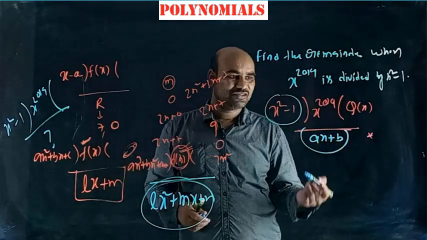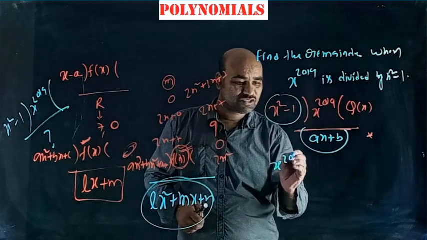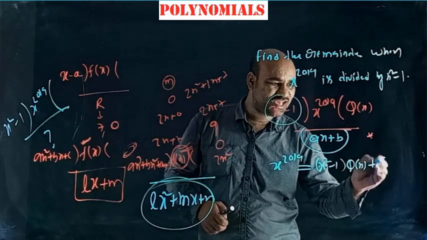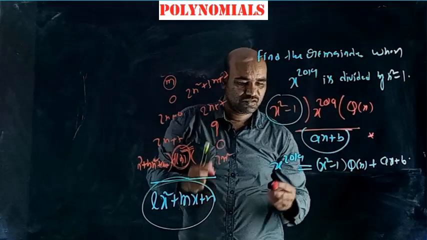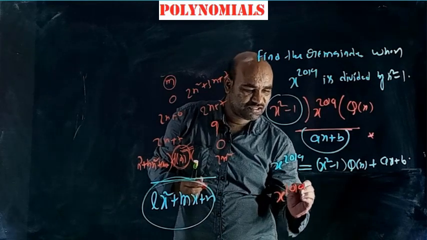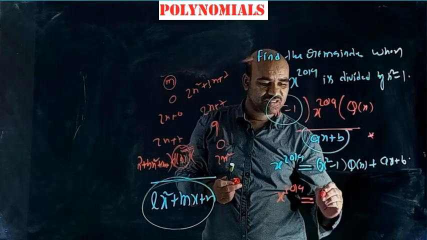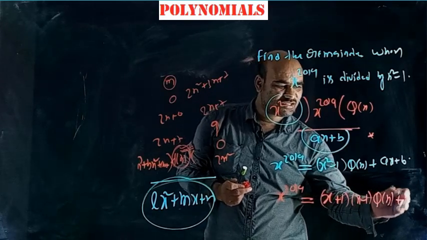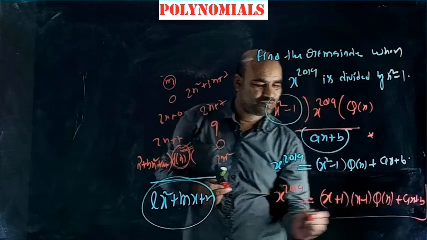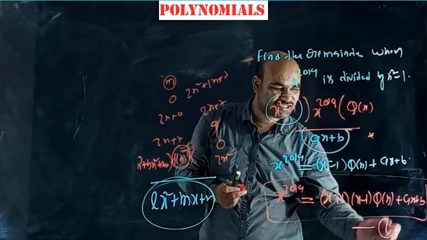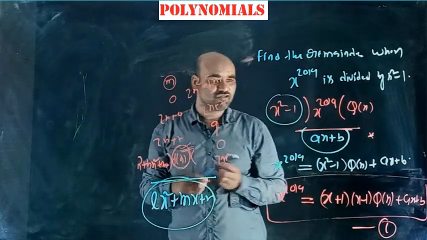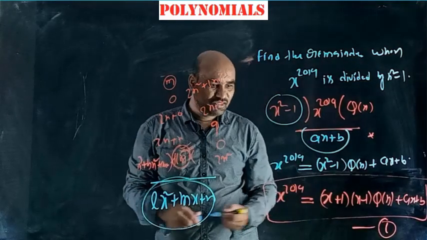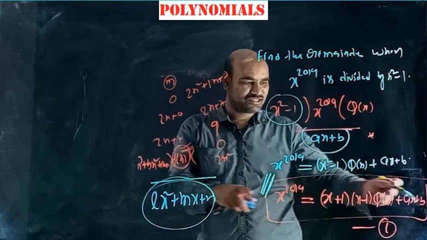I already explained. So by the division algorithm, x power 2019 equals x square minus 1 into q of x plus ax plus b. Since x square minus 1 equals x plus 1 into x minus 1, x power 2019 equals x plus 1 into x minus 1 into q of x plus ax plus b. This is an important result for us, result number 1. Actually you want the a and b values to find the remainder. So by using this equation I want to find a and b. This is true for all x.